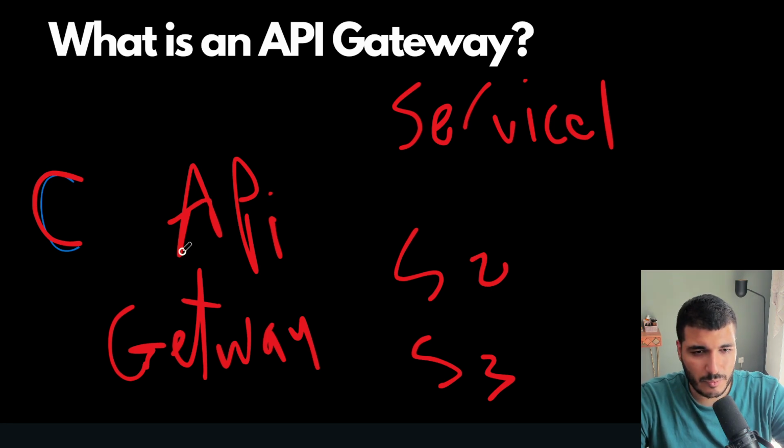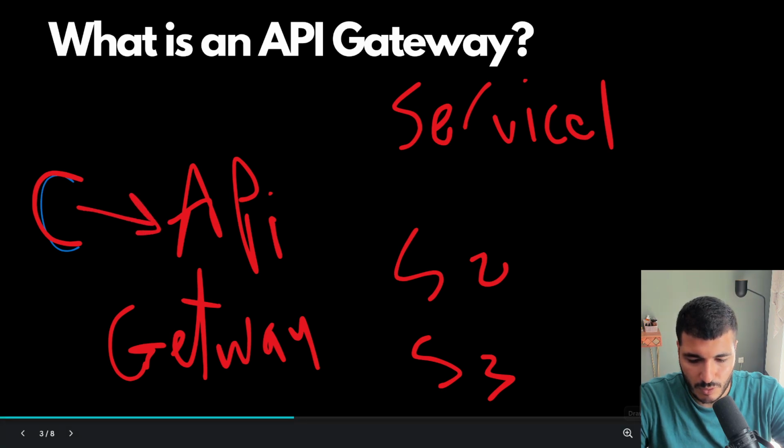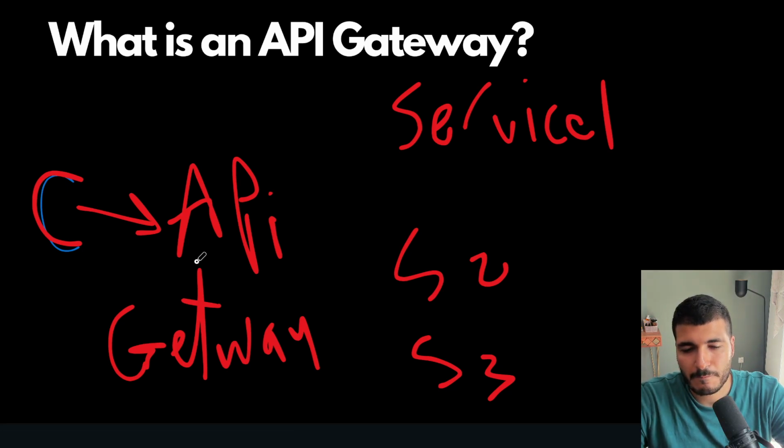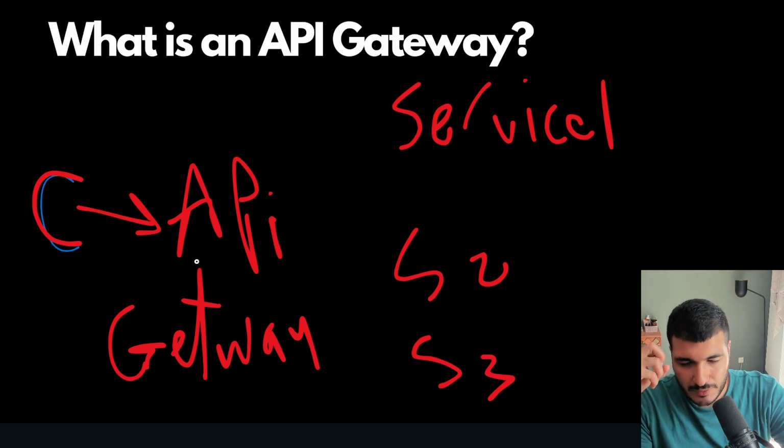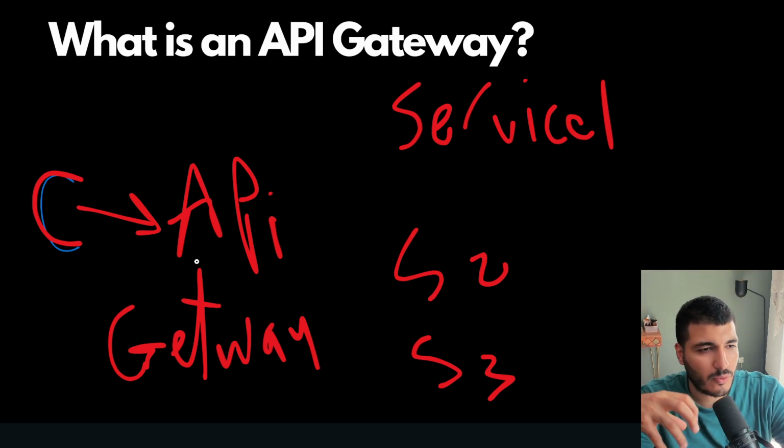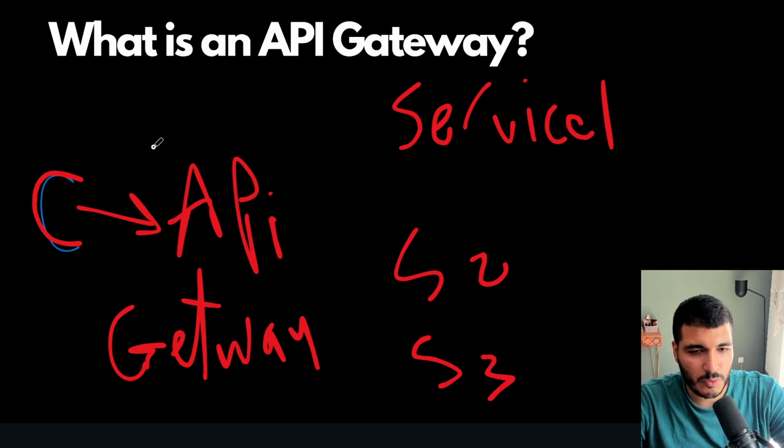So an API gateway is a single unified entry point for the client requests. All the client requests will go through the API gateway. And this is in any microservices-based application. You'll find an API gateway and it will be the unified entry for all client requests. It sits between the client and the application services.